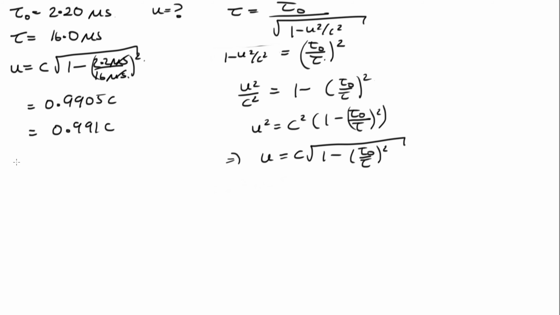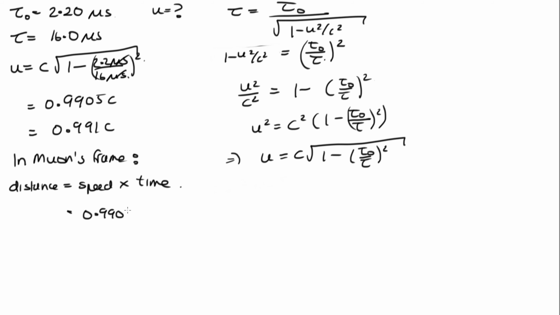Okay, so we're now interested in the muon's frame, how far can they travel? So in the muon's frame, the distance they travel is going to be equal to the speed times the time. So the speed that they're traveling with is 0.9905 c, and the time they live for in their frame is 2 times 10 to the minus 6 seconds. So solving this, we end up with 613 meters. So in the muon's reference frame, they can travel 613 meters.